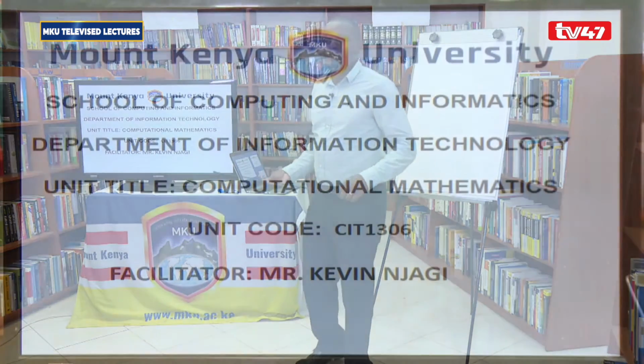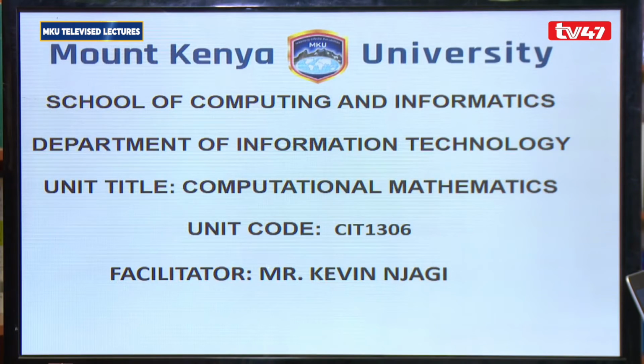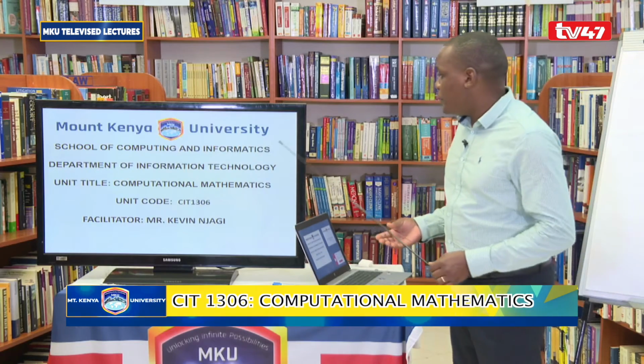I'm Mr. Kevin Jagi from the School of Computing and Informatics. The unit is Computer Mathematics or Computational Mathematics. And in this particular unit, the objective is to understand the different numbering systems that exist, especially the ones that are used in computing.